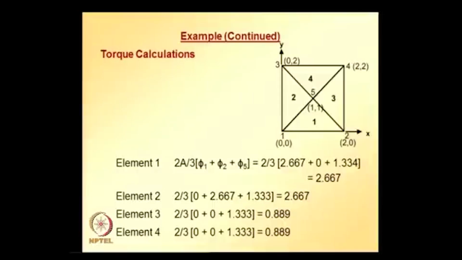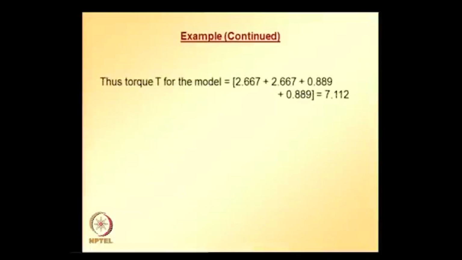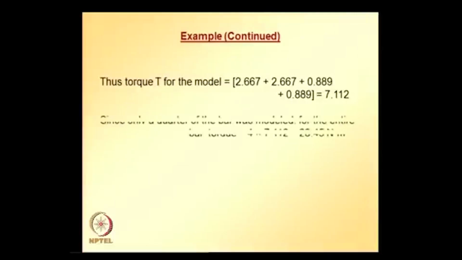So, total torque is going to be sum of all these torques for each of the elements. So, total torque for the quarter model is given by this one. And since only a quarter of bar was modeled, for the entire bar, torque is 4 times the value, that is 4 times 7.112. It turns out that it is 28.45 Newton meter.